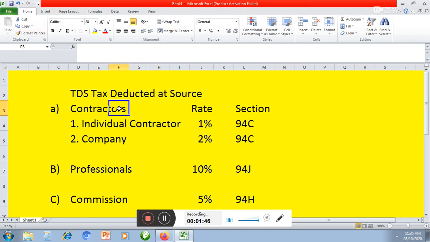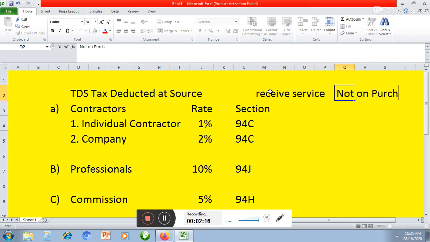Now let us explain in detail. Remember, you can note down, TDS is deducted whenever we receive service, not at the time of purchase. If we purchase some stationery or some item, from those bills we are not deducting the TDS. TDS is deducted only when we receive service.